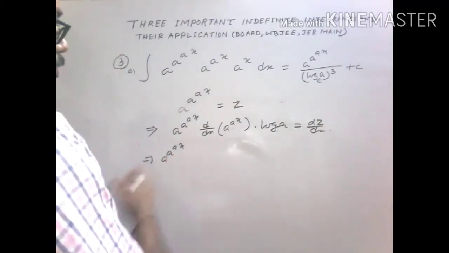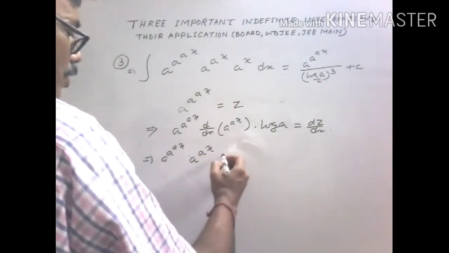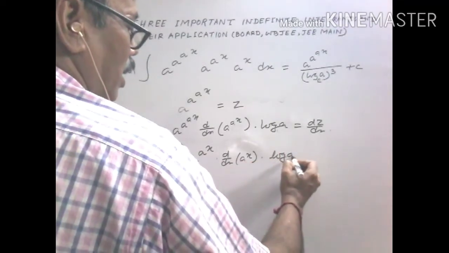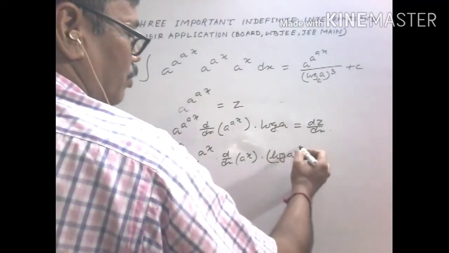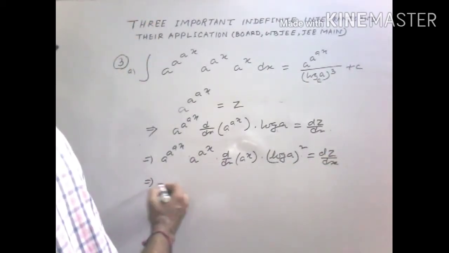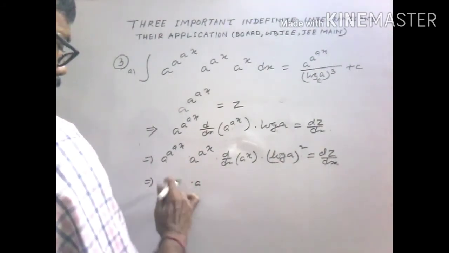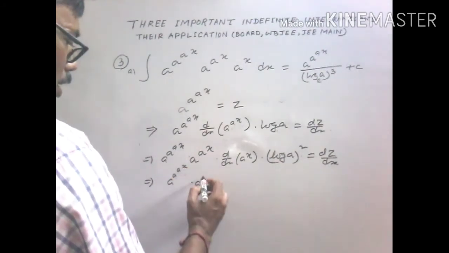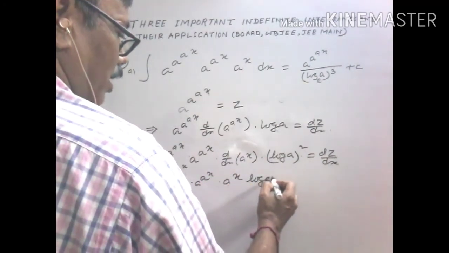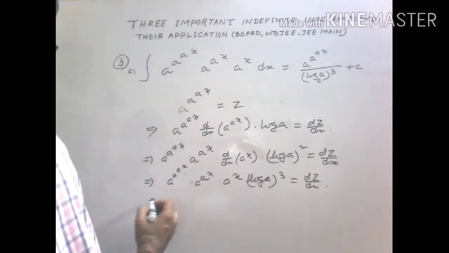Now a, this one is unchanged. Derivative of this a to the power x is unchanged, then d/dx of a to the power x into log a, and previously 1 log a is given, so log a whole square, and a to the power x. So a to the power x log a, that is whole cube, equals dz by dx.